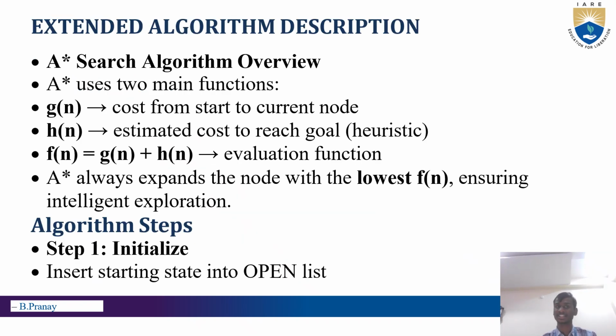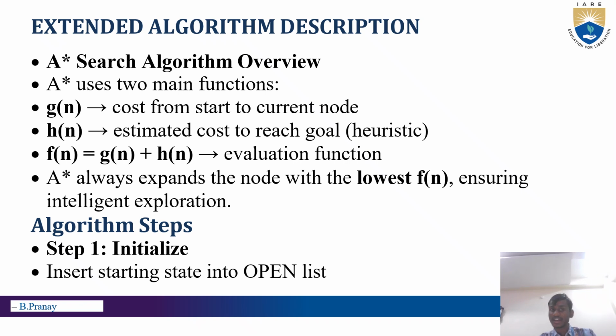Extended algorithm description. I would like to extend the algorithm description. A star search algorithm overview: it uses three main functions. g(n) is the cost from the start to the current node, h(n) is the estimated cost to reach the goal, and f(n) = g(n) + h(n) is the evaluation function. A star always expands the node with the lowest f(n), ensuring intelligent exploration.